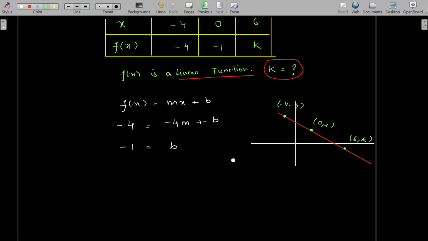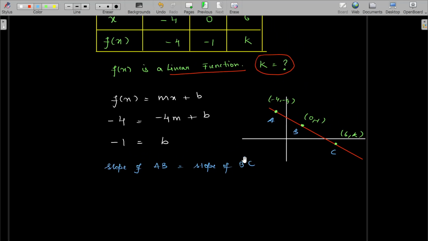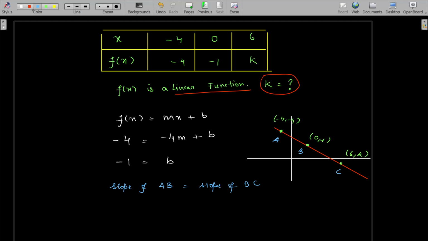Then the concept that we can use here is that if this is A, this is B, this is C, the slope of AB will be the same as the slope of BC. The slope of line segment AB will be the same as the slope of line segment BC. Do you agree with this? Yeah. So if you do this, you can get the answer in less time. Of course, you don't have to draw all of this. You can simply find out the slope of these 2 points and the slope of these 2 points and set them equal to each other.